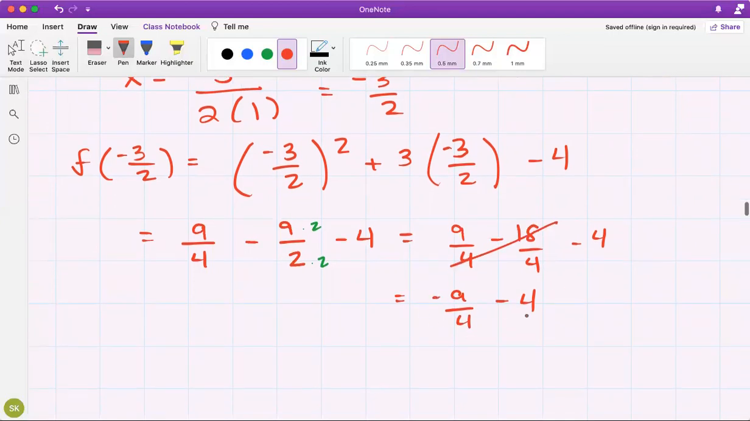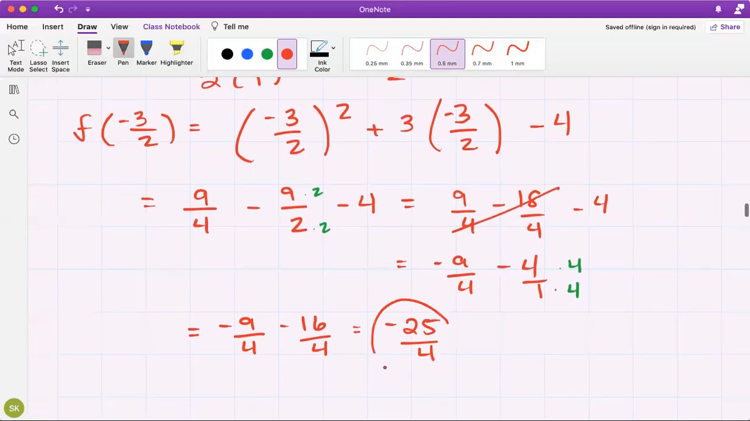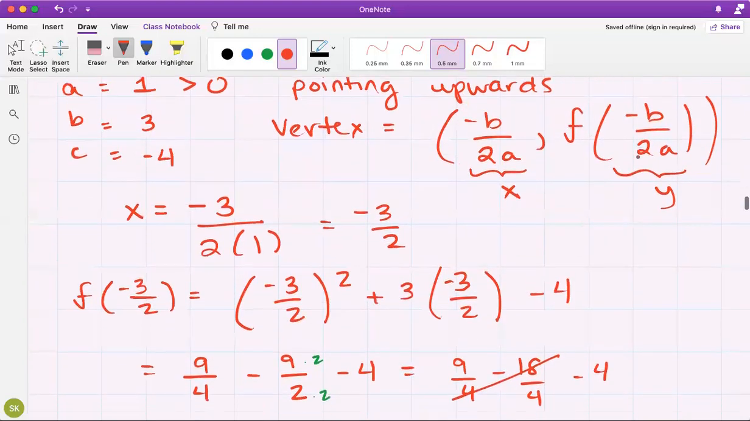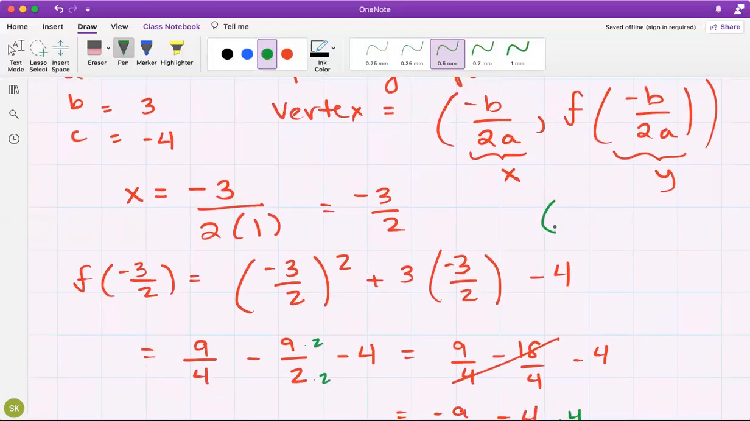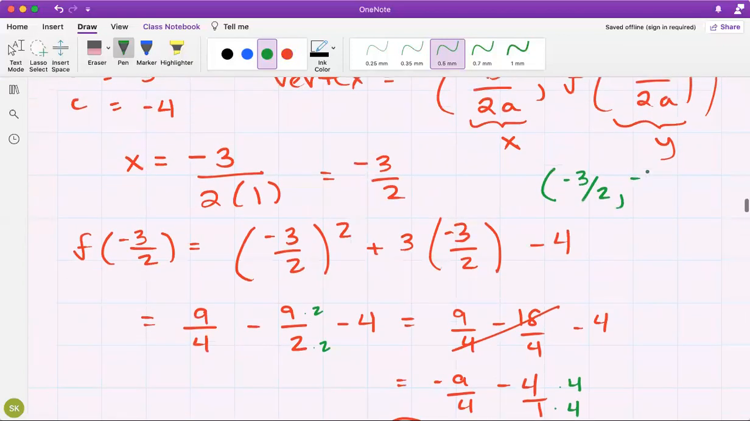And then I want to combine these two. Now, 4 is the same thing as 4 over 1. So I need to make that denominator 4. So what I'm going to get is negative 9 over 4, subtract 16 over 4, which is negative 25, I believe, over 4. Okay, so this is the y value, or the k value. So this is what you're going to plug in for here. So our vertex is negative 3 over 2, comma, negative 25 over 4.